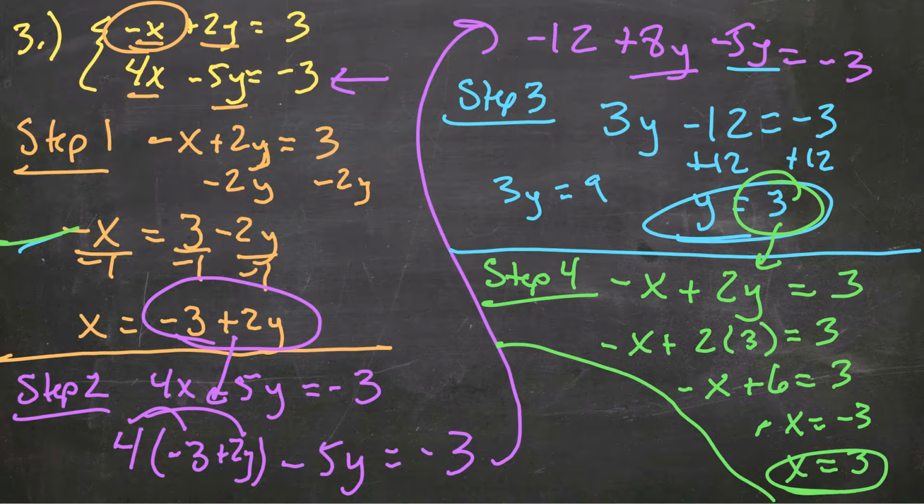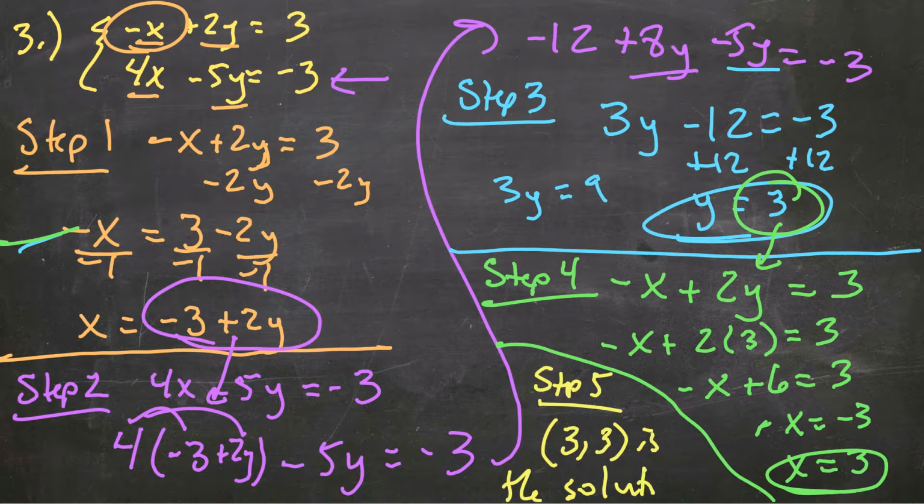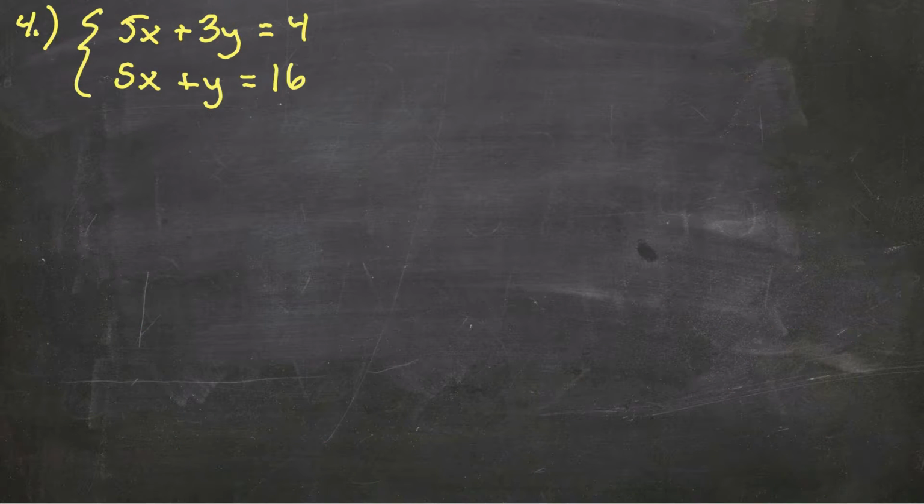So finally, step 5. Step 5 says I'm going to take those two number answers, and write them as an ordered pair. 3, 3 is the solution. Remember, you cannot skip step 5. Step 5 is not optional. You have to do step 5 because it tells me you know that your answer is 1 point when x is 3 and at the same time y is 3.